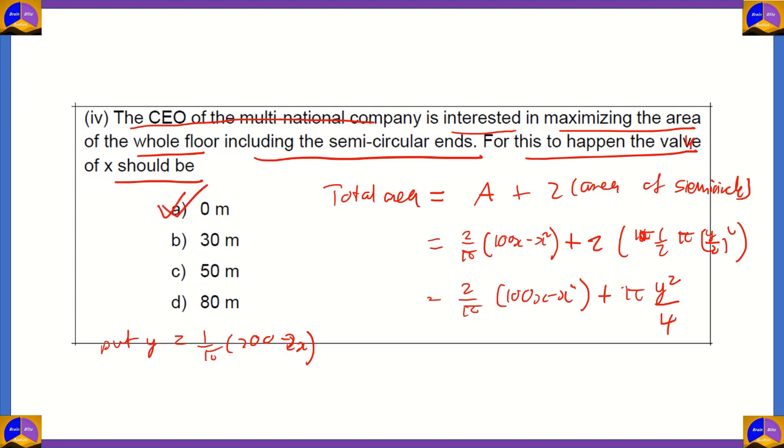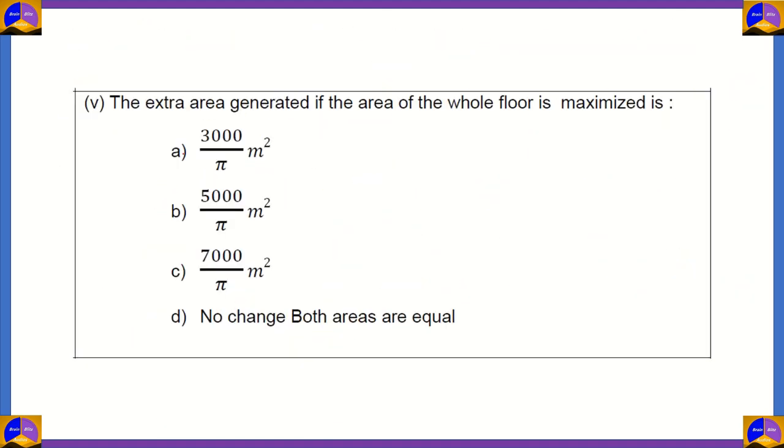So there should be no rectangle, only a circle. Circular building is what the CEO needs. So in order to maximize that area, the value of x should be equal to 0. Now, the extra area generated if the area of the whole floor is maximized is, so the answer here is no change. Both areas are equal. x goes to 0, and then you only have the semicircular area, and that semicircular area is equal to the area of the floor before. So therefore, there is no change. Both areas are equal. Option D is the right option.